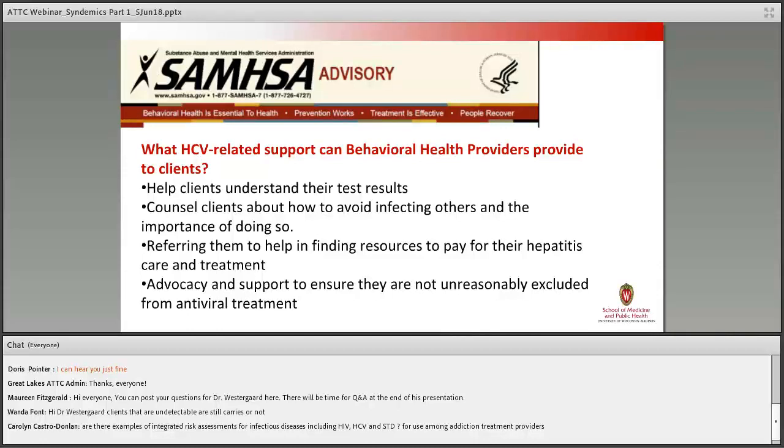Well, first is that they could help clients understand their test results, which in some settings might require that staff or counselors receive a little bit of training. Having done research and having worked with these clients, it isn't a given that patients understand what the heck we're talking about when we say, well, your antibody test is positive, but you don't have hepatitis C.